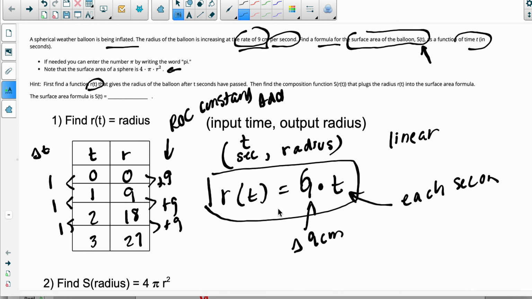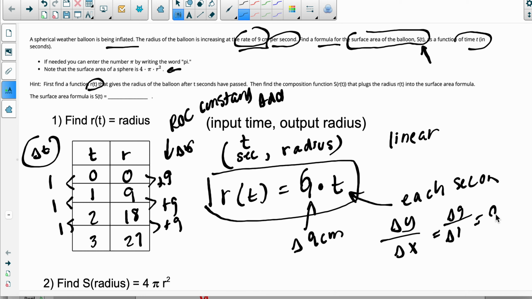So this is actually my slope, right? This is my change in r, or change in y over change in x. My output changes by 9 each time my input changes by 1. So that's my slope, or my rate of change. All right, so I've got 9 times t. I'm going to input time, output radius.